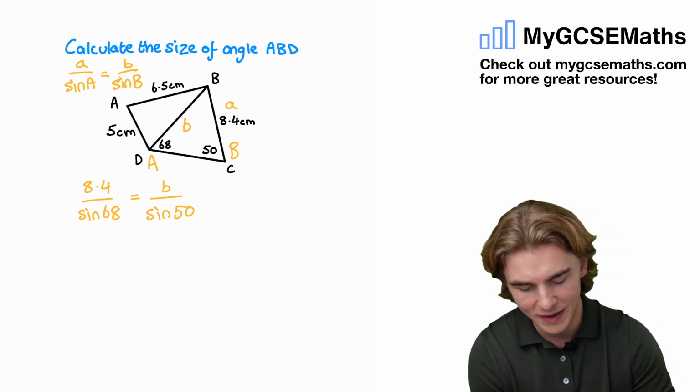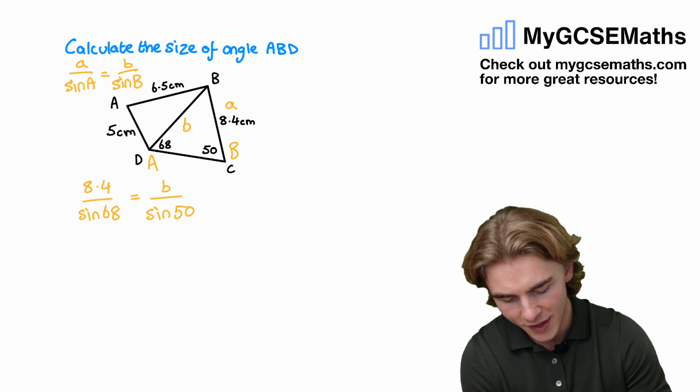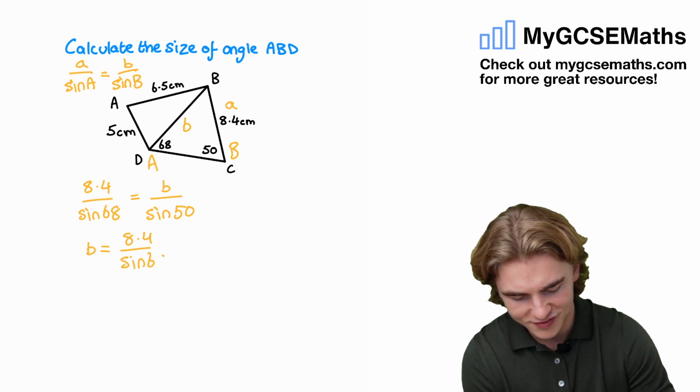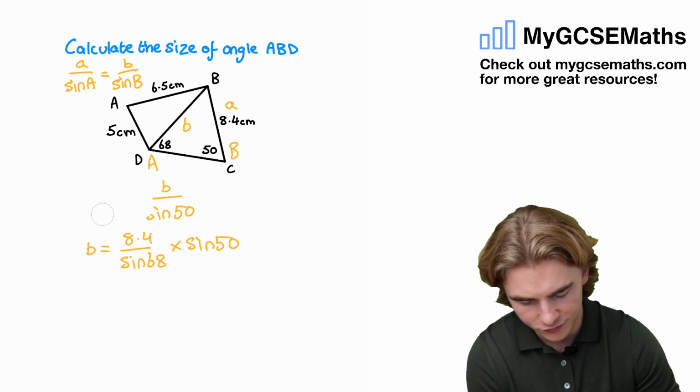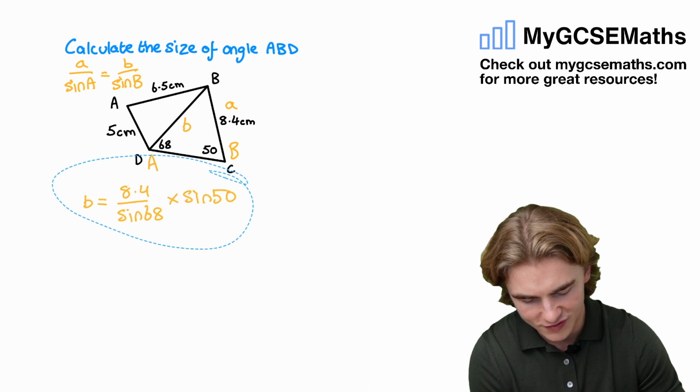Now, to save a little bit of space, I'm going to write this below, then rub out the one on top and move it upwards. So we're going to get that b is equal to 8.4 over sine of 68 times by sine of 50. Like I say, I'm just going to quickly rub out what we have on top. In your exam, of course, you would leave that information there, and then we can move this up.